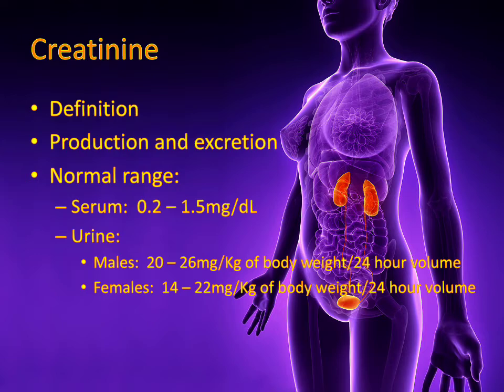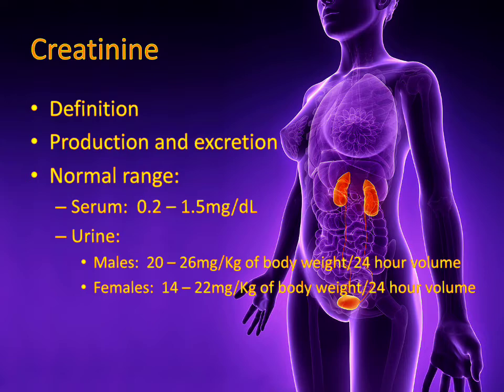Serum and plasma can be measured. The normal range is 0.2 to 1.5 milligrams per deciliter for both males and females. The normal range for urine, though, is gender specific. For males, the range is 20 to 26 milligrams per kilogram of body weight per 24-hour volume. And for females, the range is 14 to 22 milligrams per kilogram of body weight per 24-hour volume.